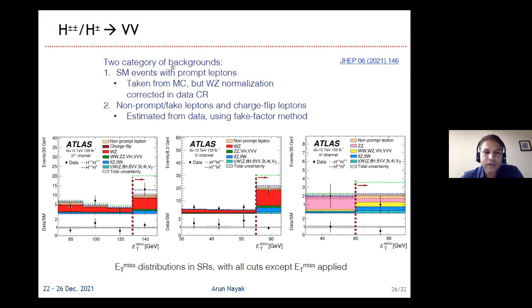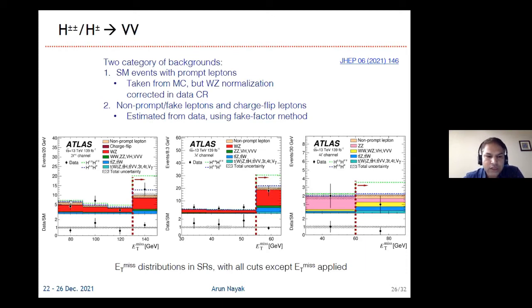And there are 2 categories of backgrounds. There are the standard model events with prompt leptons, which are taken from Monte Carlo, but the normalization is taken from a control region in data. And then there are non-prompt or fake leptons, and also charge-flip leptons. The electron can have a charge flip, and you get 2 same-sign leptons. Those are estimated from data using a data-driven method.